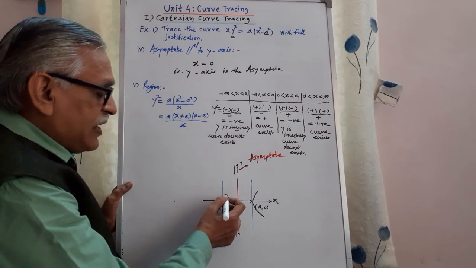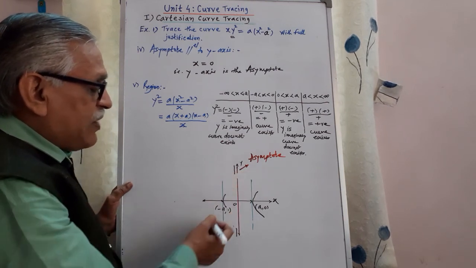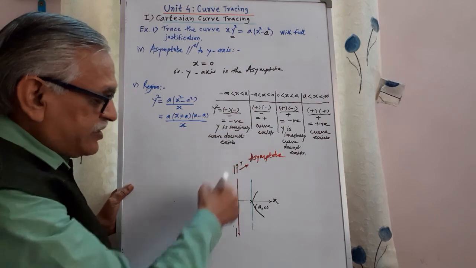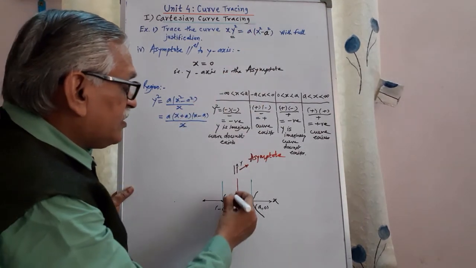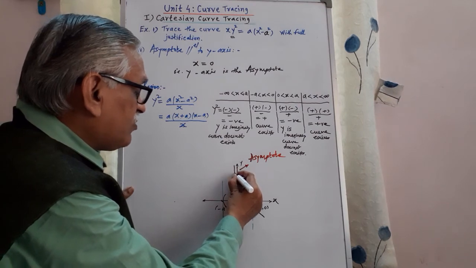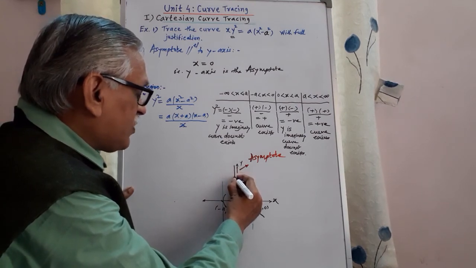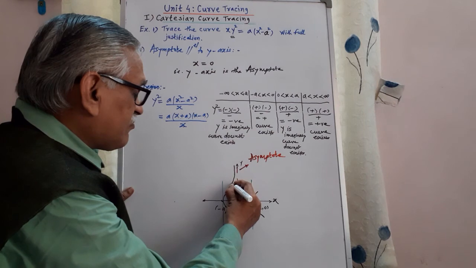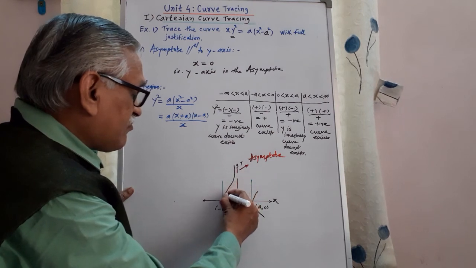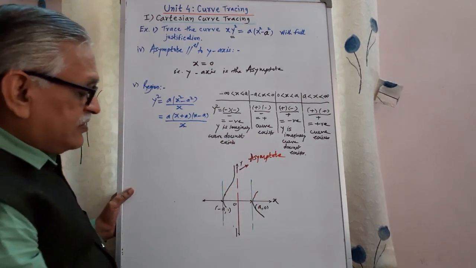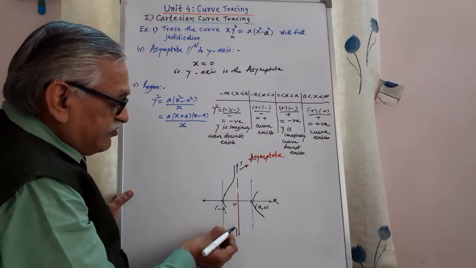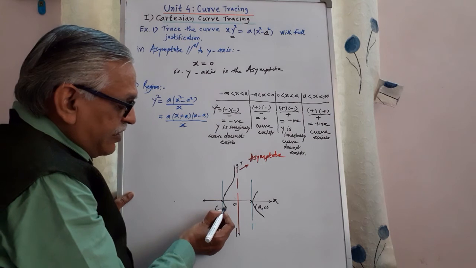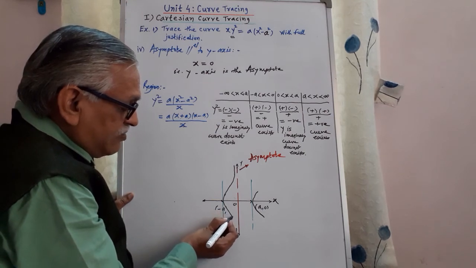Means we have to join this parabolic part with this parallel part smoothly, not by a straight line, because it is not a linear curve, it is a non-linear curve. Therefore I will draw smoothly. I will join these two parts smoothly. We get this part, and then we have a symmetrical portion about the x-axis as the curve is symmetrical about it.